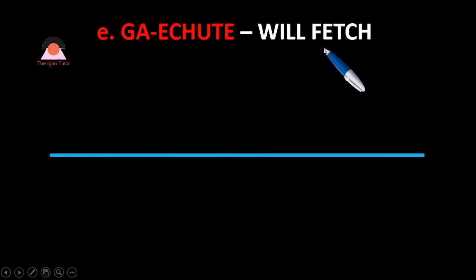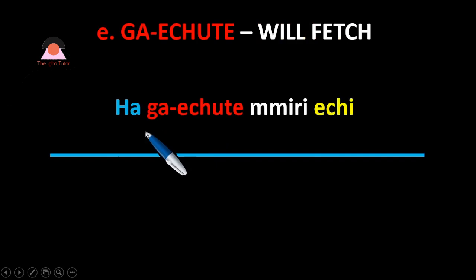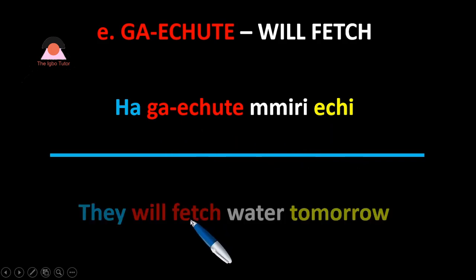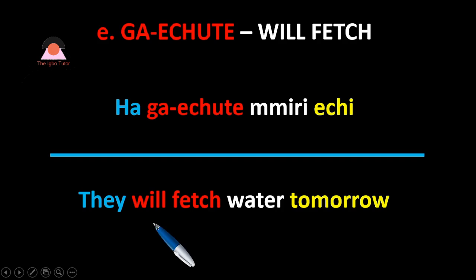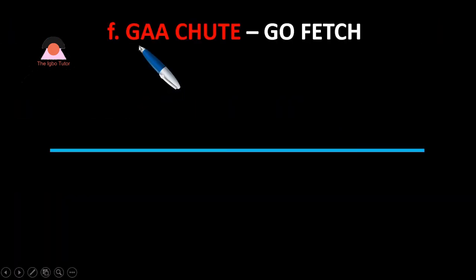Ga-echute will fetch. Let's look at that in a sentence. Ha ga-echute mmiri echi, which means they will fetch water tomorrow. Ha ga-echute mmiri echi. Let's move on to the next, a command.